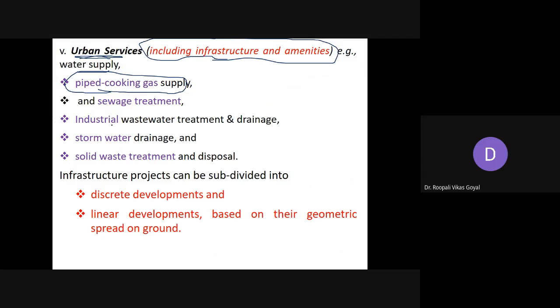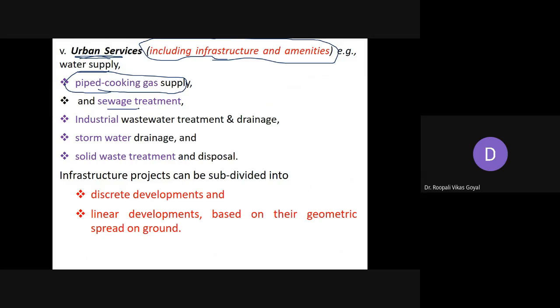Okay, and sewage treatment. So whatever wastewater is coming out from your house goes through the sewage pipeline, reaches the sewage treatment plant, and some treatment is given to it. So they should also be properly secured. Otherwise the treatment would be hampered.